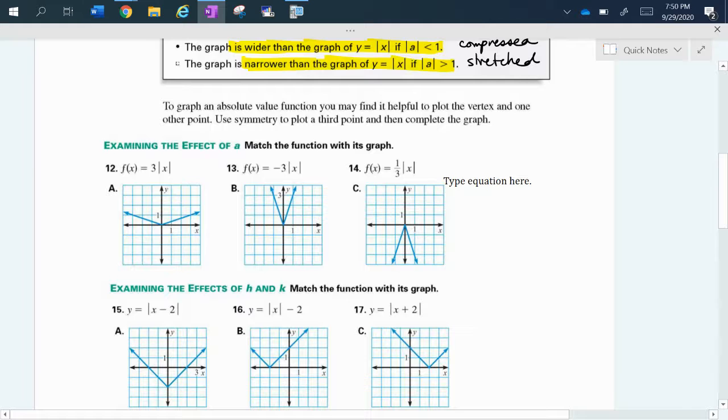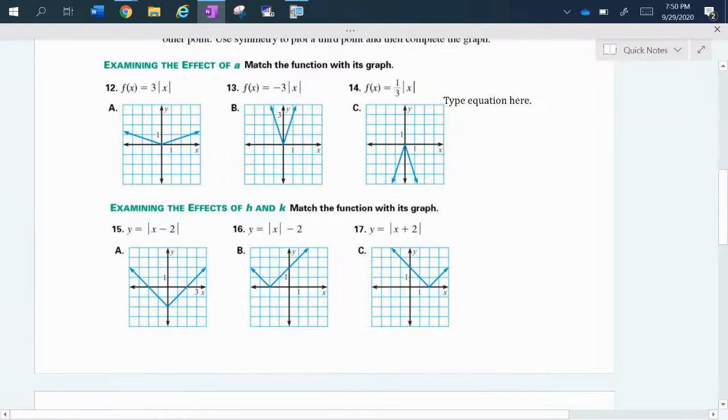So the first thing we're going to do is some matching. So I see 3 times the absolute value of x, -3 times the absolute value of x. So these 2 graphs are the same, except one has a v that opens up and one has a v that opens down. And 1/3 times the absolute value of x is obviously compressed, not stretched. So if the a is 3, we say it's stretched. So that's going to be either b or c.